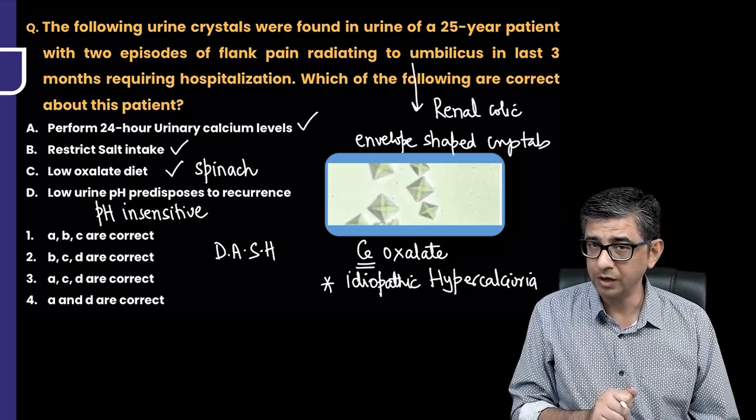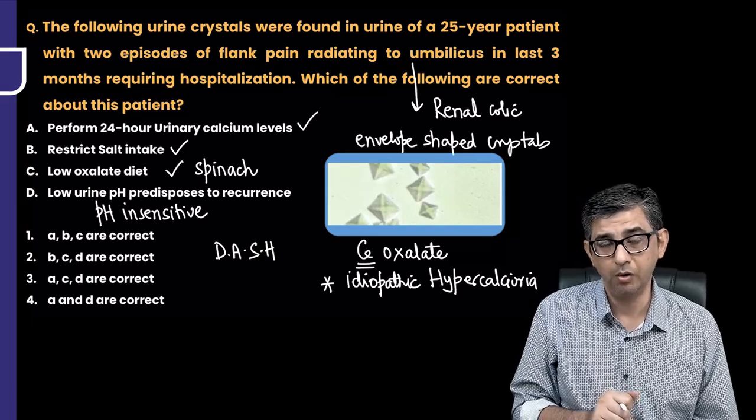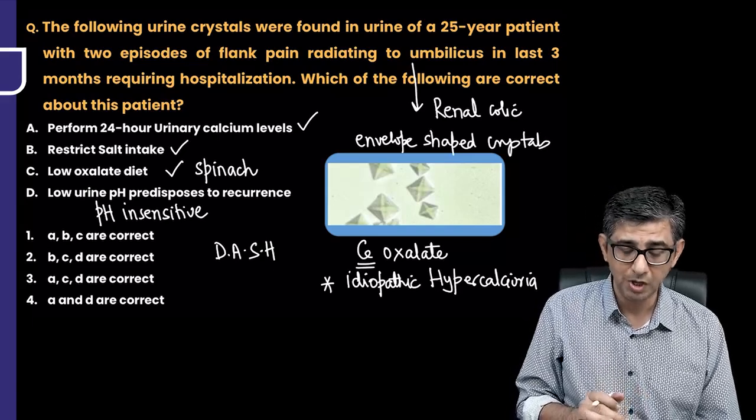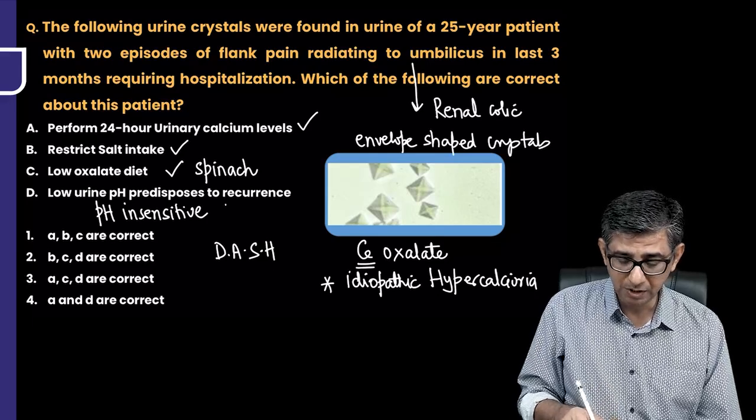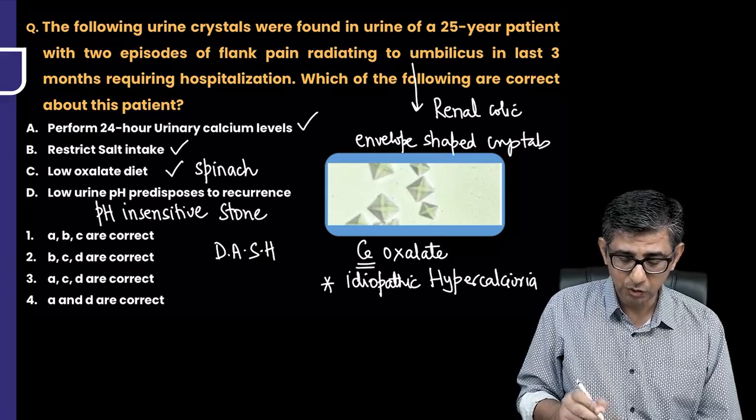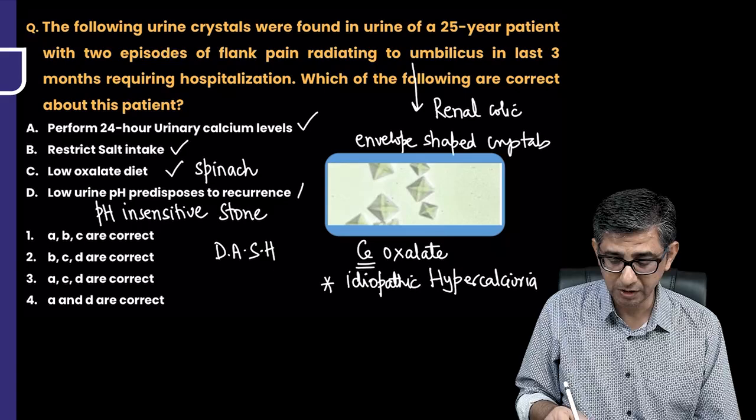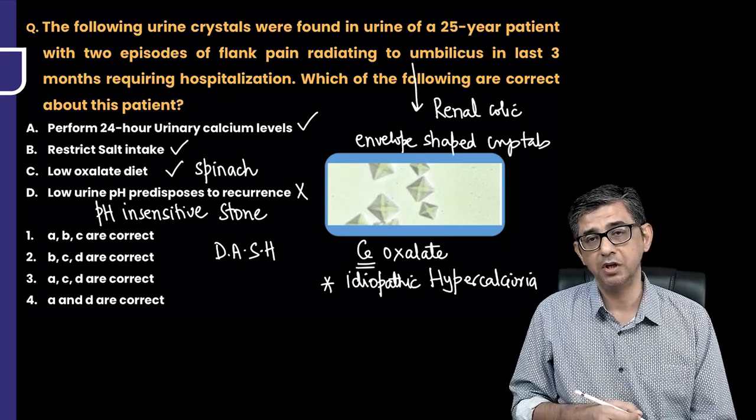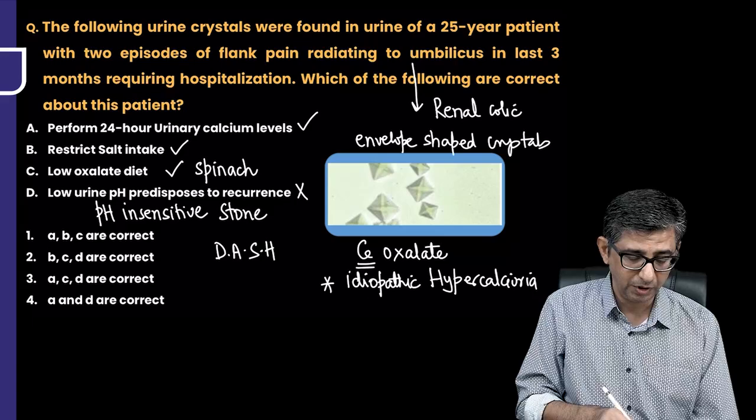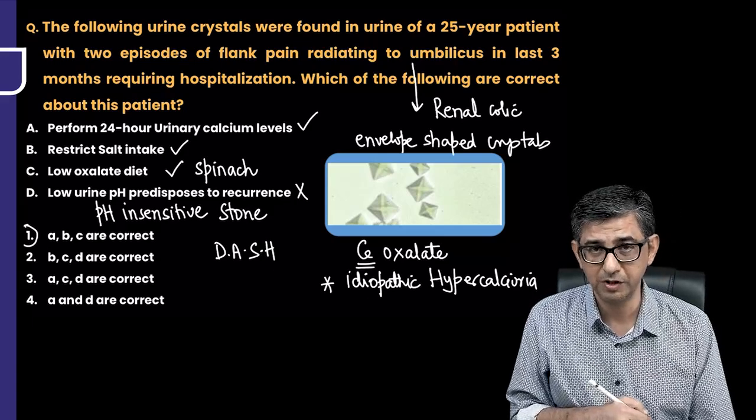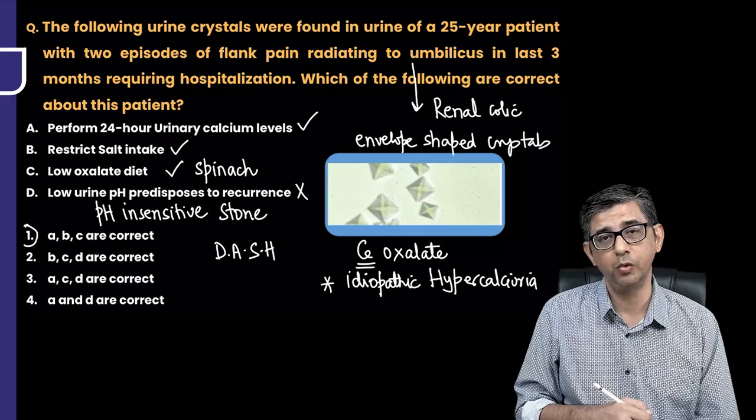So either acidic or alkaline pH, both are going to be counterproductive and contribute to kidney stones. But which kidney stone is pH insensitive? Then it is calcium oxalate. So low urinary pH predisposes to recurrence is not a correct statement. And because the question here was asking which of the following is the correct one, the correct answer for this particular question, the first one for this section, is option number 1.